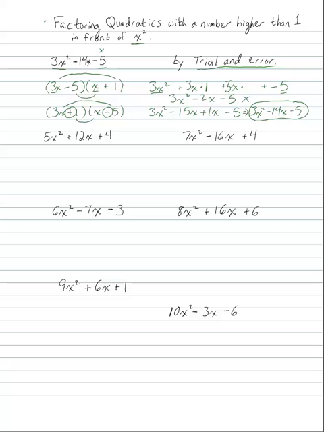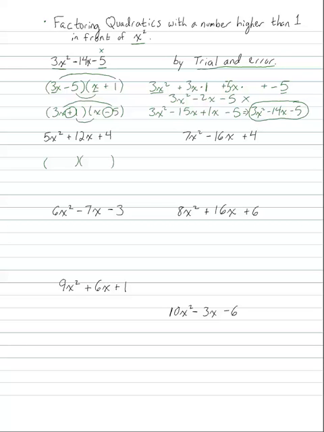Okay, trial and error is not a bad way of factoring, and if you can do it in your head, it's pretty fast. So we're going to practice a few. If this is making no sense, just move on to the next video about grouping. But let's try the next one. I have 5x squared plus 12x plus 4. So I'm going to set up some trials.